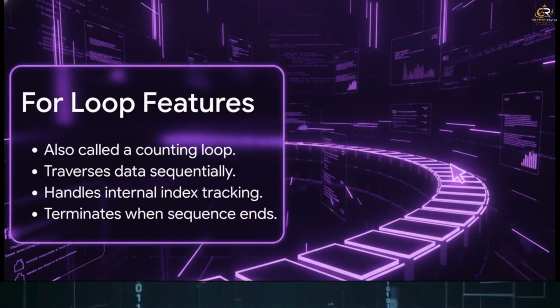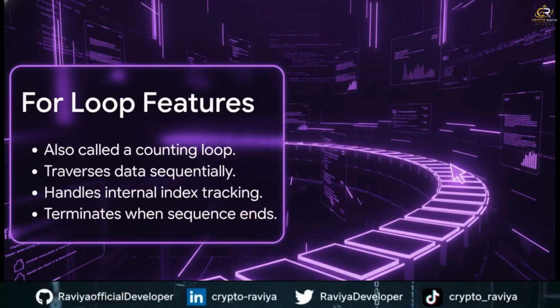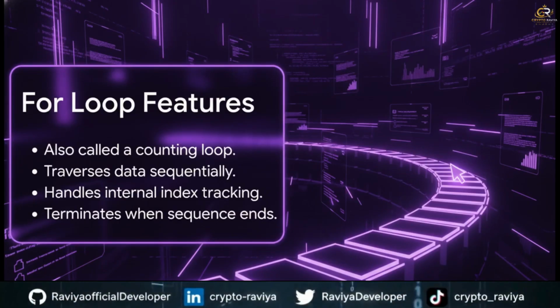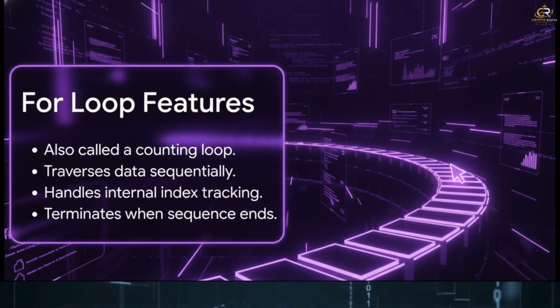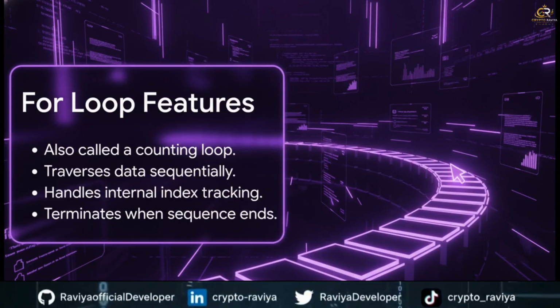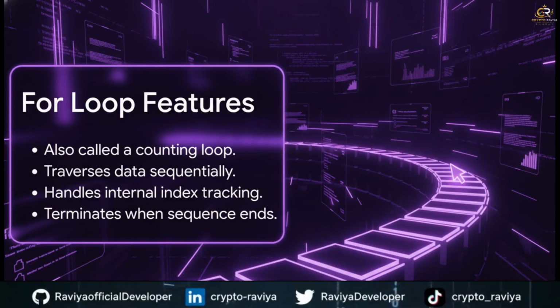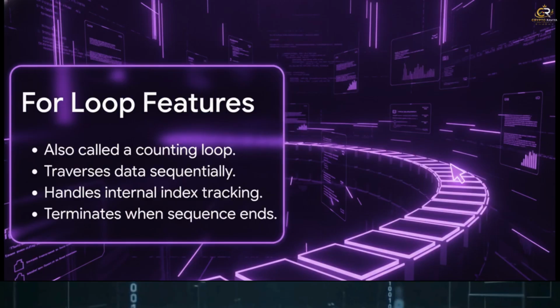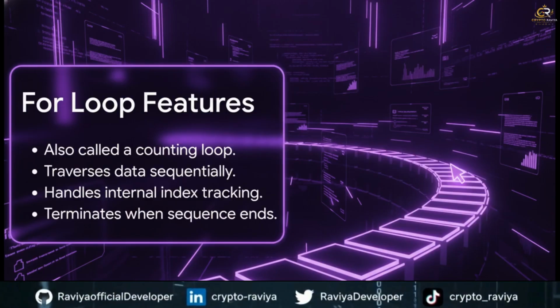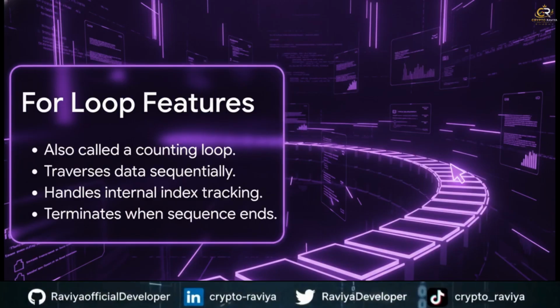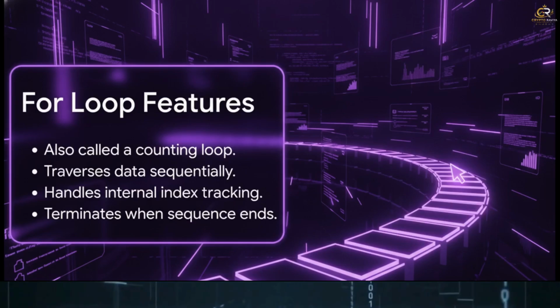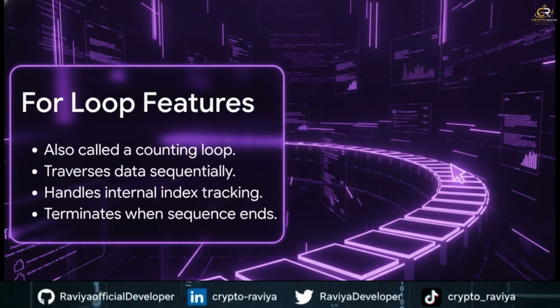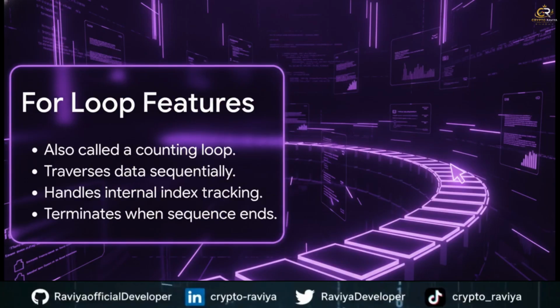People often refer to this as a counting loop. It's kind of like playing computer in your head. The loop automatically handles its own internal index tracking, sequentially stepping through everything step by step. If you have an array of 50 elements, it starts at element 1 and marches through every single one until the very last element is reached. And then it just safely terminates. It literally does all the heavy lifting of tracking exactly where you are so you don't have to.